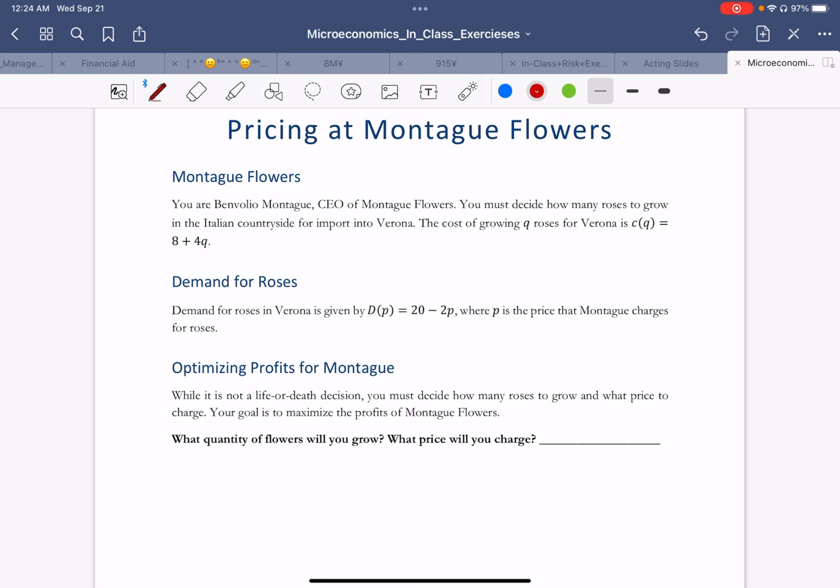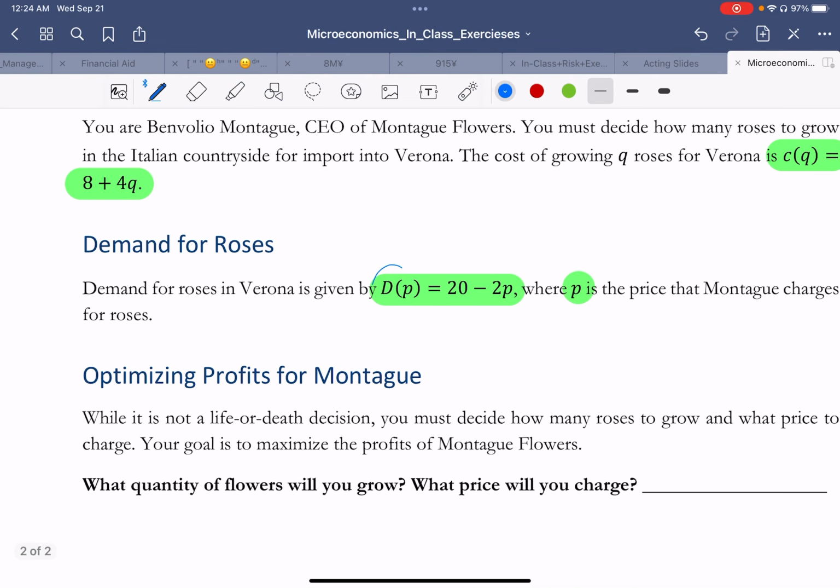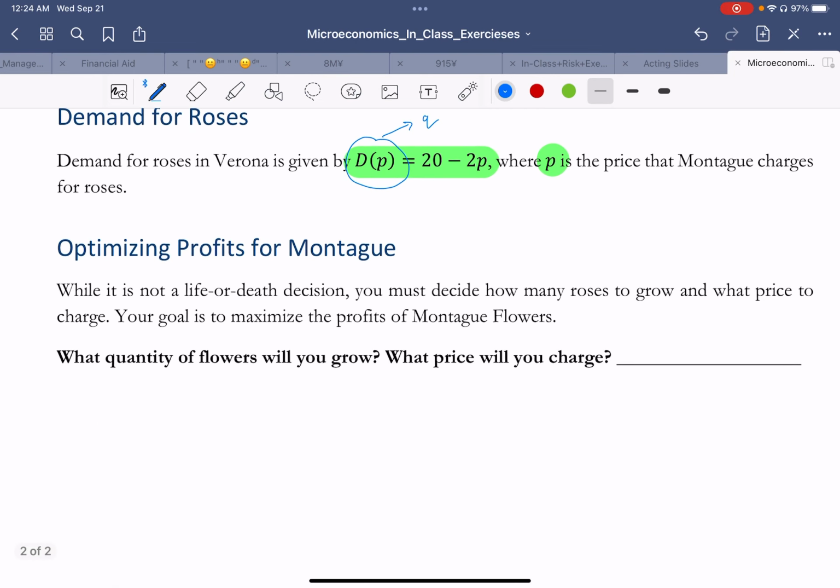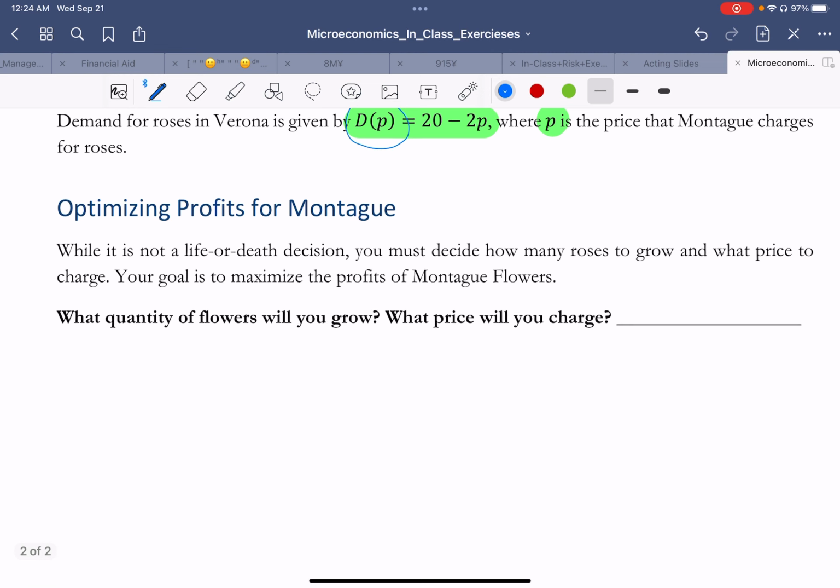So essentially we're the CEO of a flower company and we are given a cost right here. And we're also given a demand with P. So we have two different variables here. We have P and Q. Those are pretty self-explanatory. One other thing that we should note is that in this case, dP right here is also equal to Q. That's very important to keep in mind. So obviously this is a very laid back scenario. We're just deciding how many roses to grow, at what price we'll charge, and we're trying to maximize the profit.